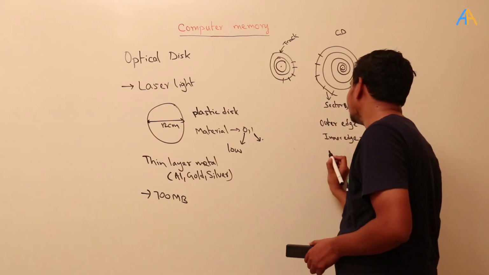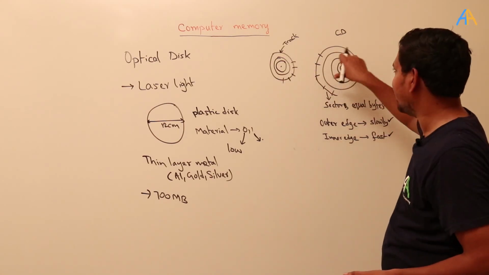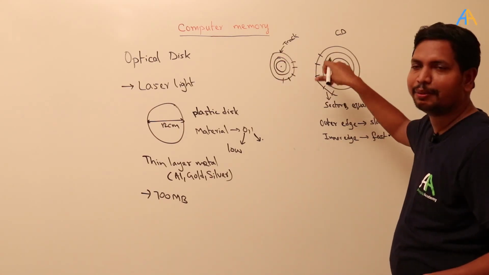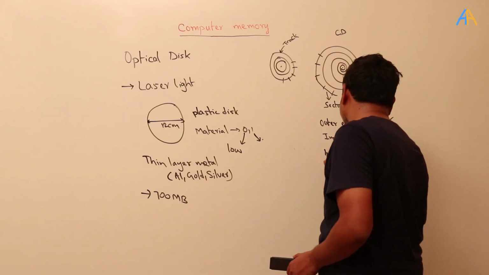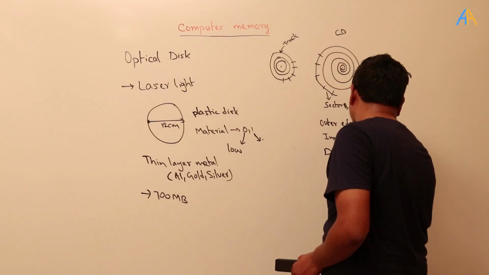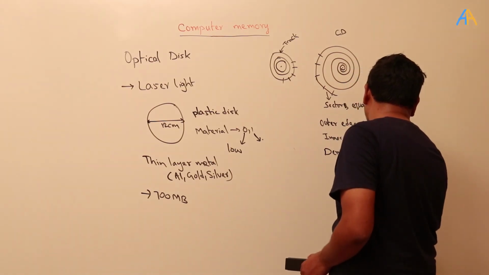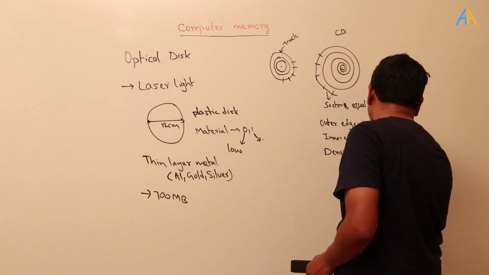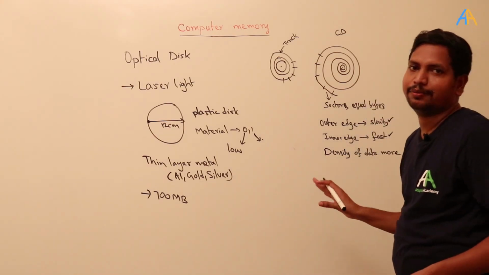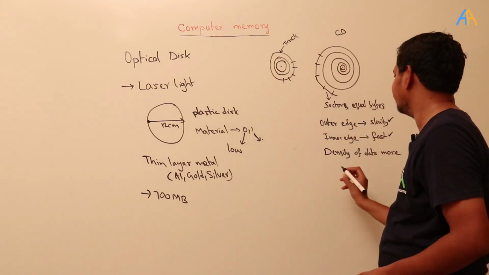Density is high because in tracks actually there is a little gap between the tracks, but it is spiral type, so the density will be more. Density of data more. But access time of the data, when compared to magnetic disk, CD is slower.